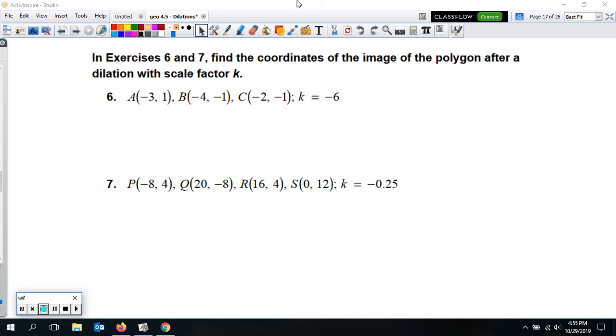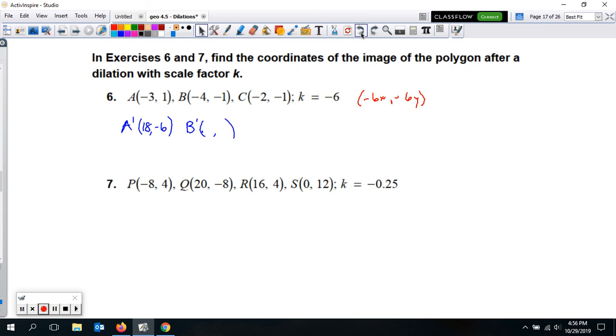All right, so hopefully you're now checking your answers to see if you got these ordered pairs correct for our image, A prime, B prime, and C prime. For number 6, our scale factor is negative 6, which means to multiply your x and y by negative 6. So negative 6x, negative 6y. For our A prime point, negative 6 times negative 3 would be a positive 18. And for the y, negative 6 times 1 is negative 6. So there's our A prime.